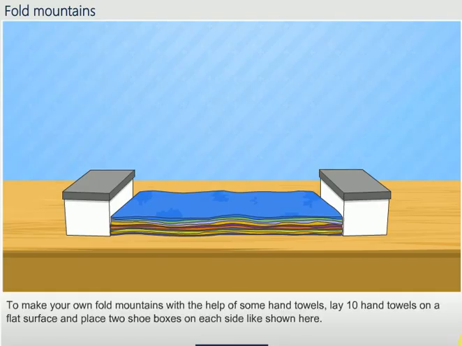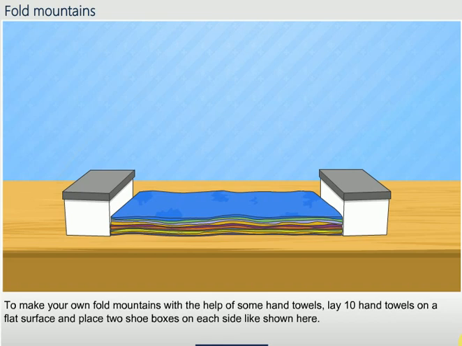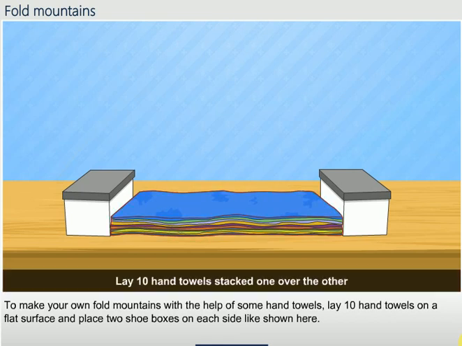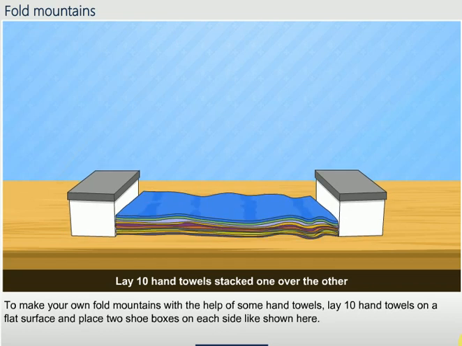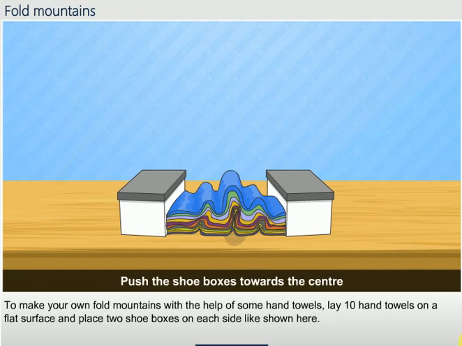To make your own fold mountains with the help of some hand towels, lay 10 hand towels on a flat surface and place 2 shoe boxes on each side like shown here. Push the shoe boxes towards the center as shown. This activity shows us how fold mountains are formed when forces move towards a common center.